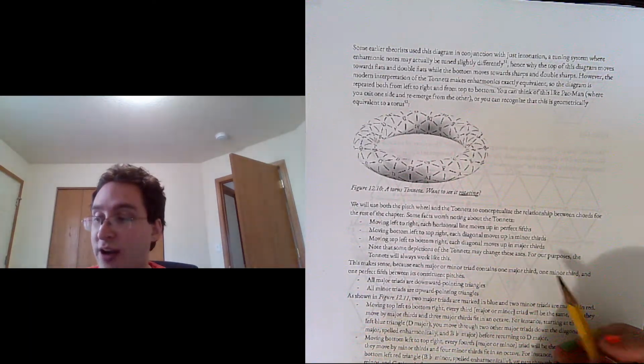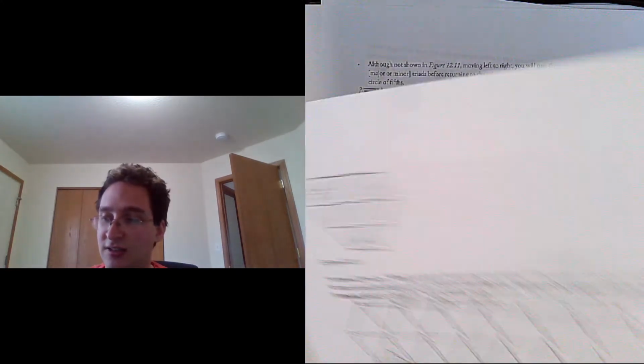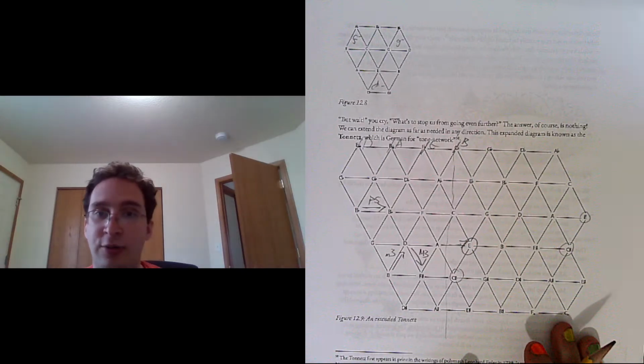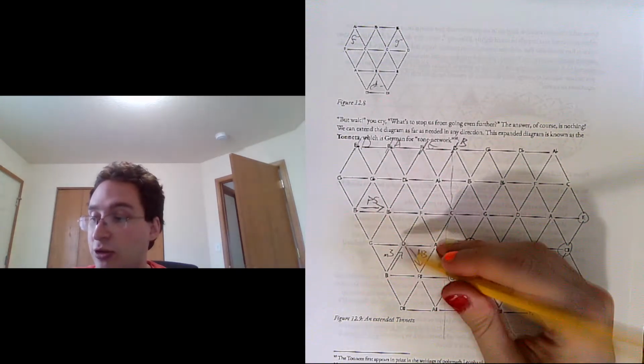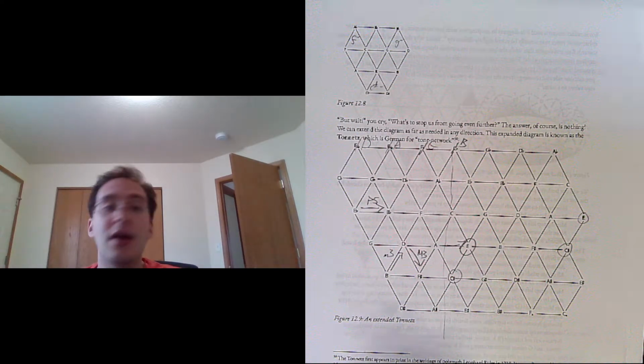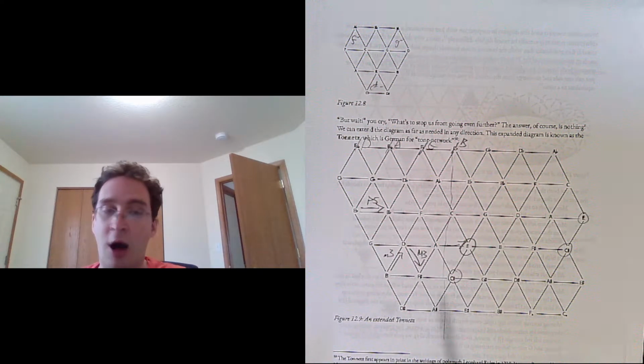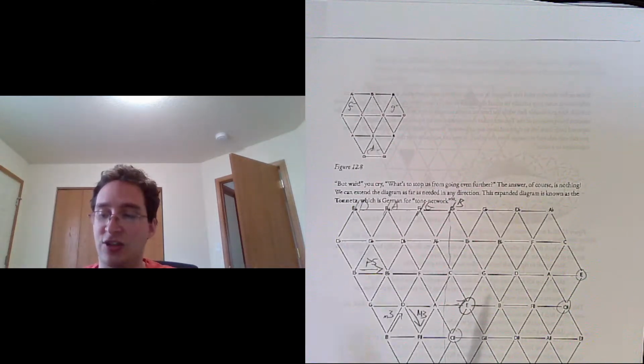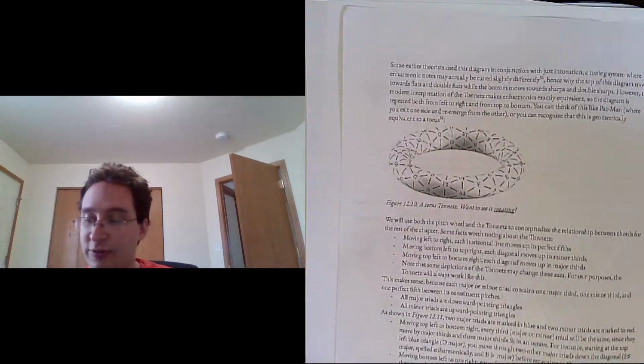Some depictions of the Tonnetz might change these axes. So if you're looking at other people's Tonnetzes, maybe their minor thirds are going down this way, maybe their major thirds are going up this way, something like that. For the purposes of our work, the Tonnetz will always be arranged like this, but don't be alarmed if you see it in a different configuration.